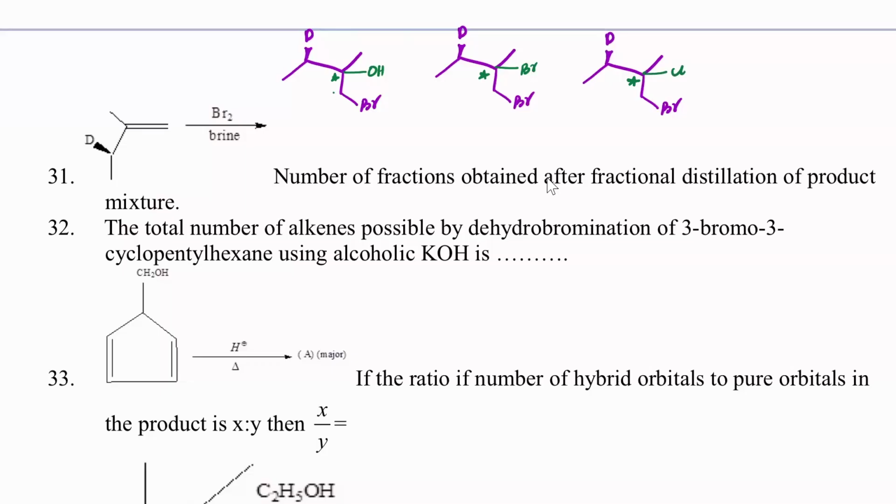Now notice carefully, this is a chiral center, so that makes it 2 isomers. Here also 2 isomers. Here also 2 isomers. So in total 6, but all of them are diastereomers. Reason being, there is already an existing fixed chiral center present. So the number of fractions obtained after distillation of the product: because all of them are diastereomers, they all will be separated out. So the answer should be 6.